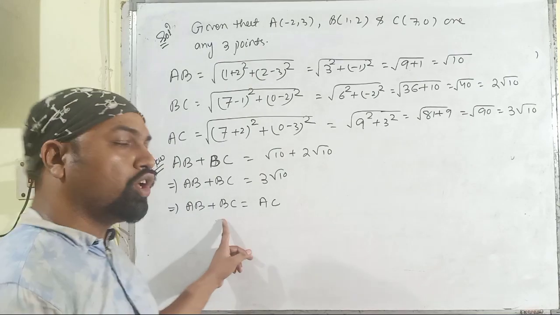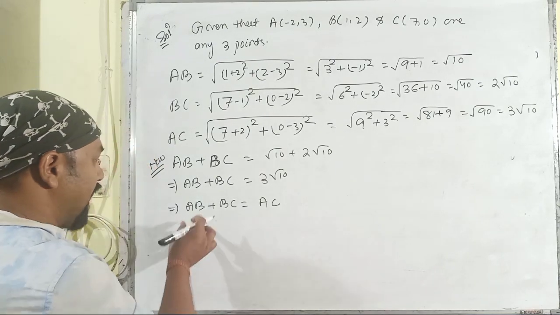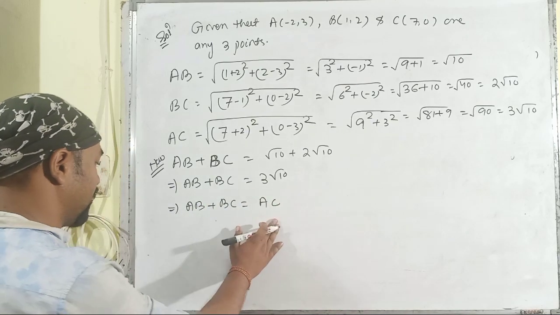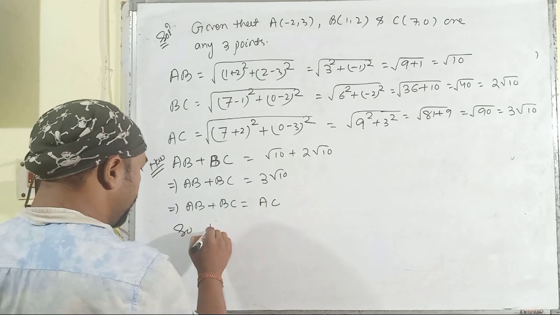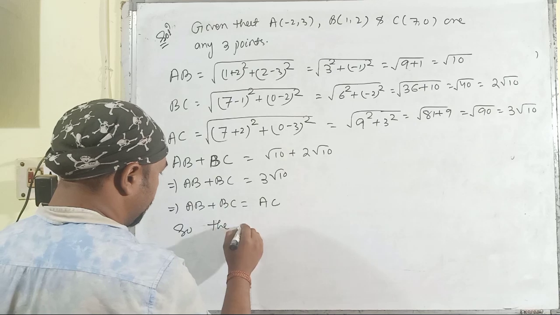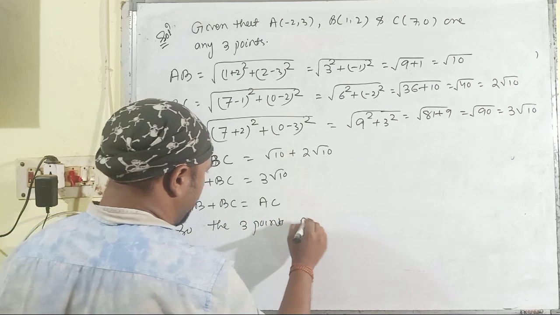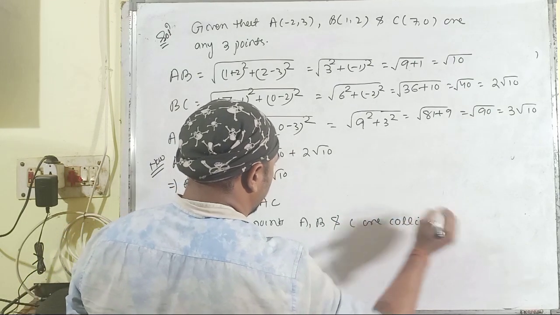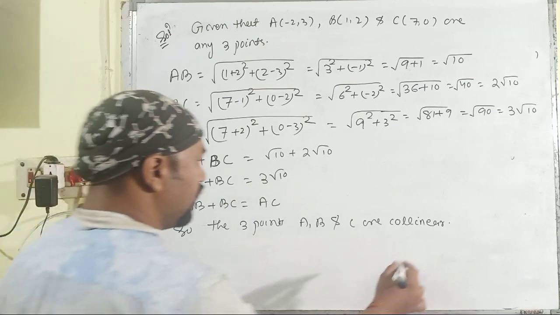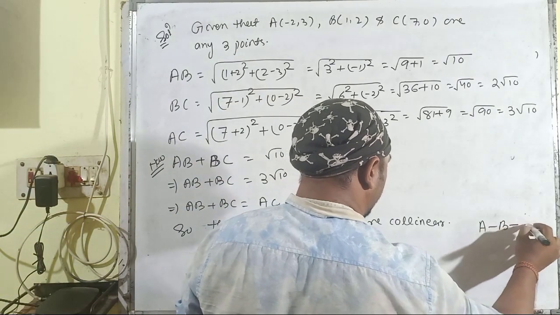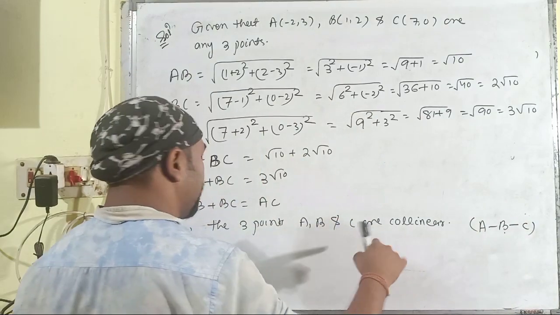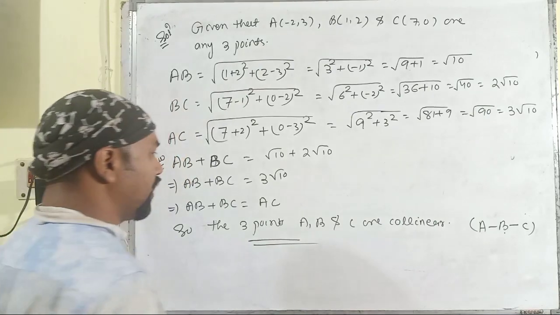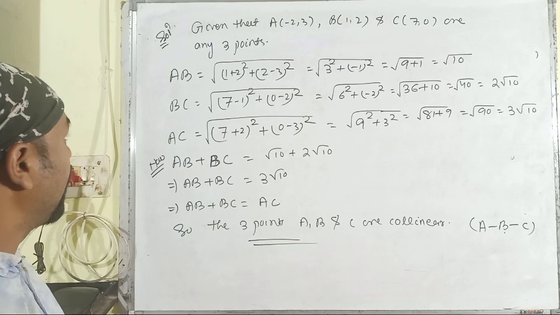So here it satisfies the collinearity of 3 points, because the length of any two sides, AB plus BC, is exactly equal to the third side AC. So the 3 points A, B and C are collinear. So in which form are they collinear? These are collinear in the order A, B, C. That means B lies in between the 2 points A and C. So here is the proof of problem number 2. Then we will move to some other problems.